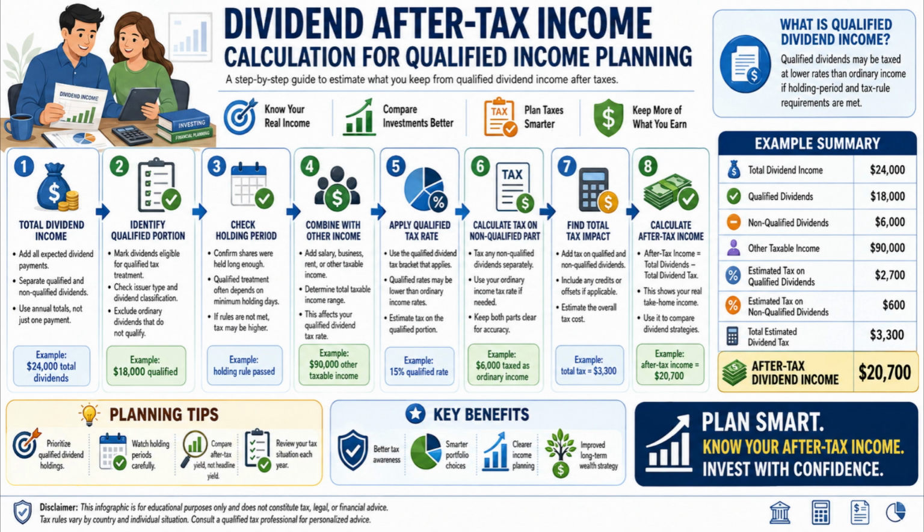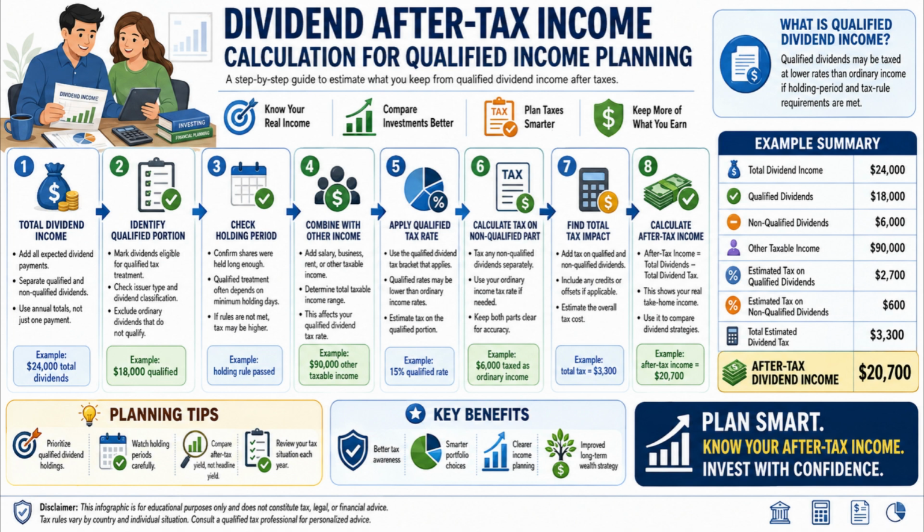Afterward, find the total tax impact. Add the tax on qualified dividends and the tax on non-qualified dividends. In this example, $2,700 plus $600 gives a total estimated dividend tax of $3,300. This number helps you understand the real cost of taxes on your dividend income.